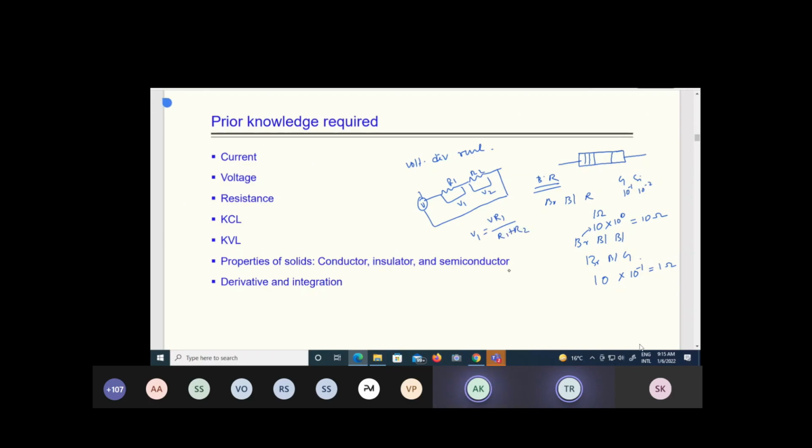This concept will be used everywhere. In many circuit analyses we will do, the voltage division rule will be applicable. So it is the total voltage into that resistance divided by your total resistance.